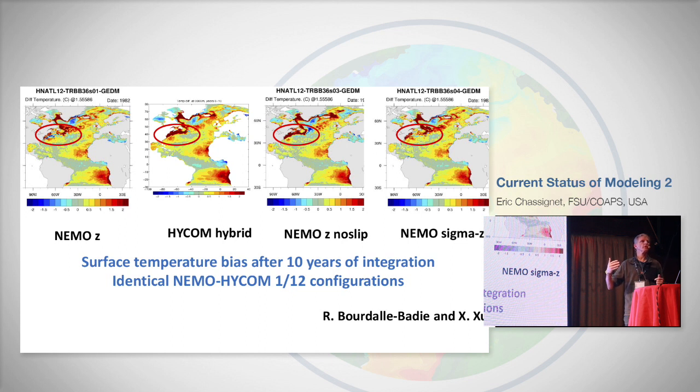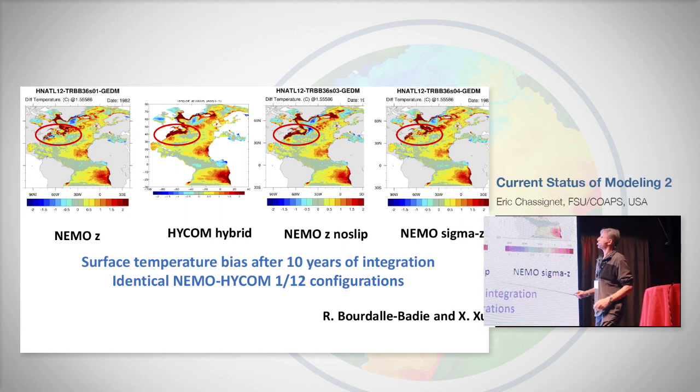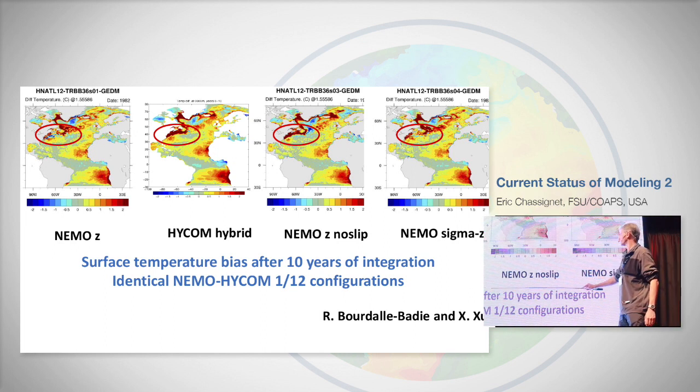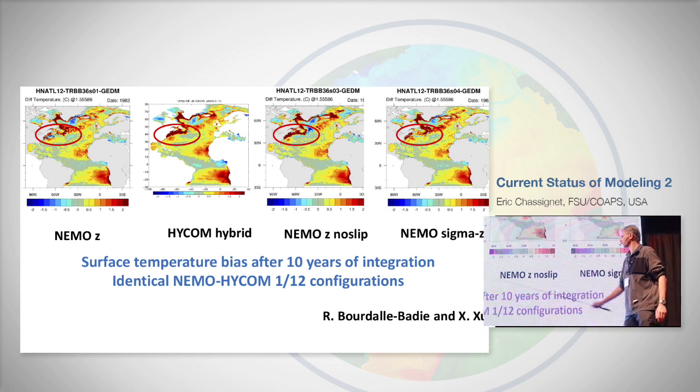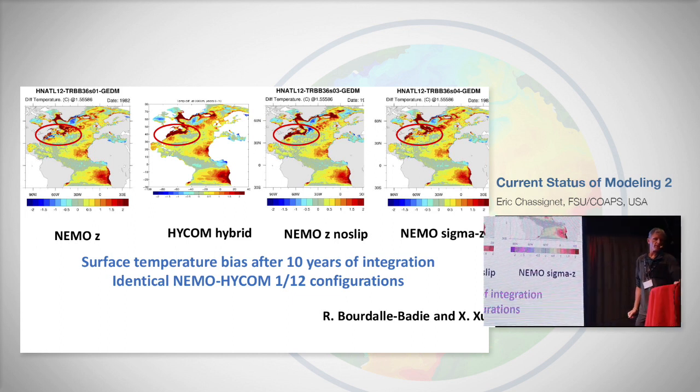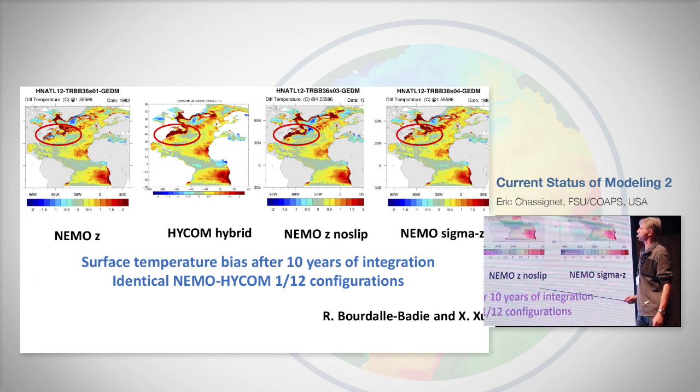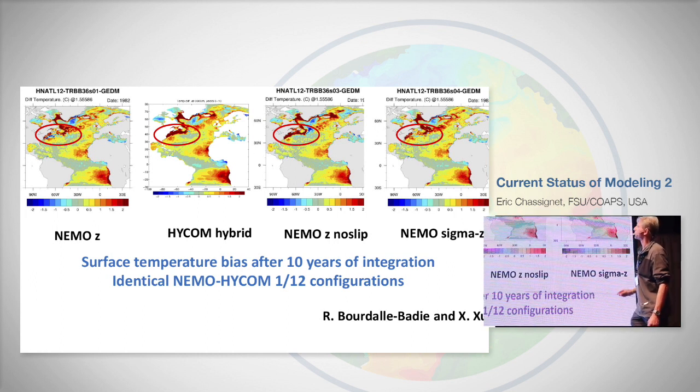How is the temperature and salinity evolving in time, and how does it differ from climatology, which is our reference? So this is at the surface. Surface temperature bias after 10 years of integration, identical NEMO HYCOM. And let me emphasize a little bit the western boundary current and separation here.